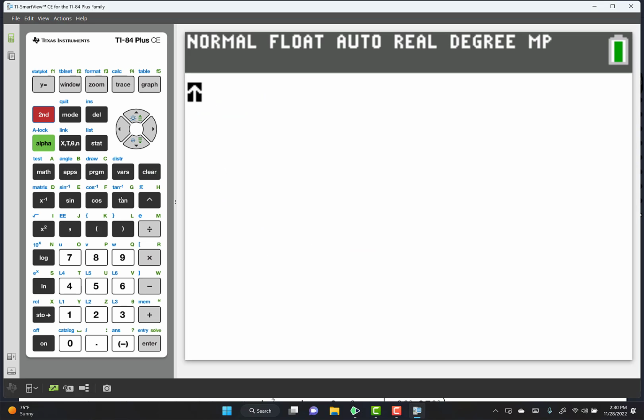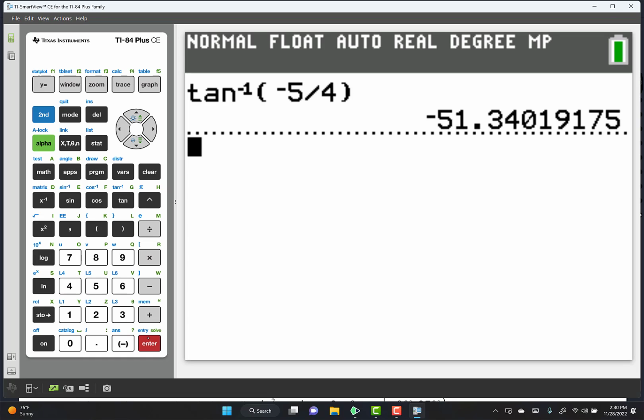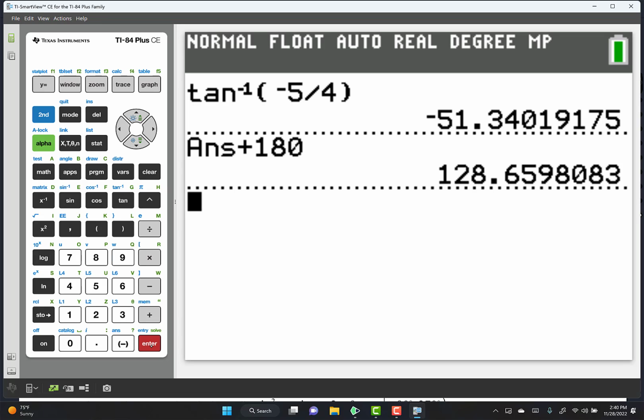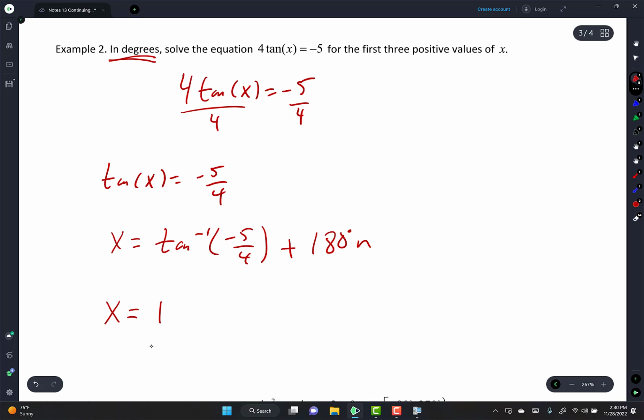I'm going to go second arctan, negative 5/4. I'm going to push enter. I get negative 51.340. That's not an answer because it wants the first 3 positive. So I'm going to add 180. So there it is. That's one of them. 128.6598. Put a little degree symbol.